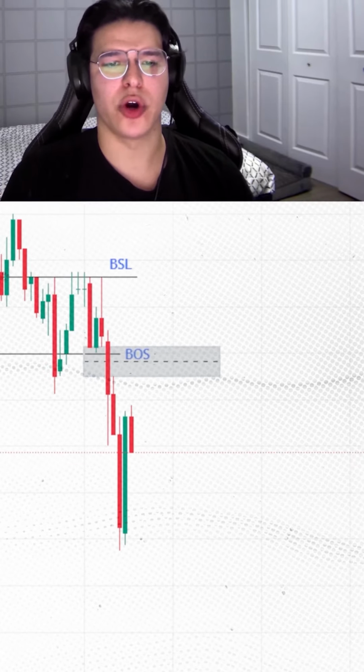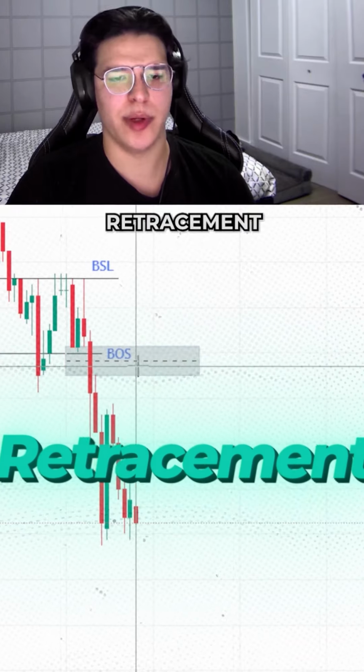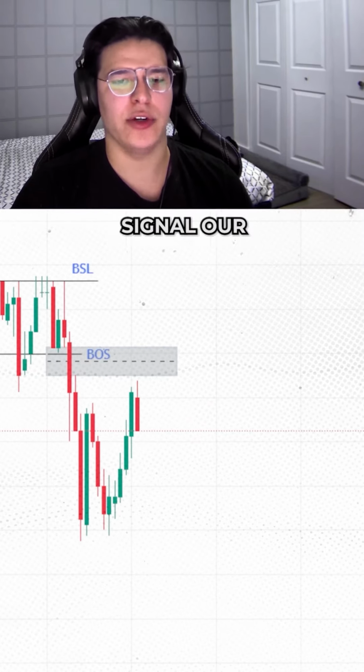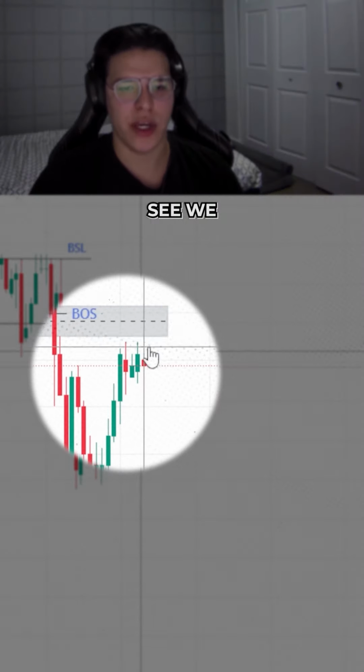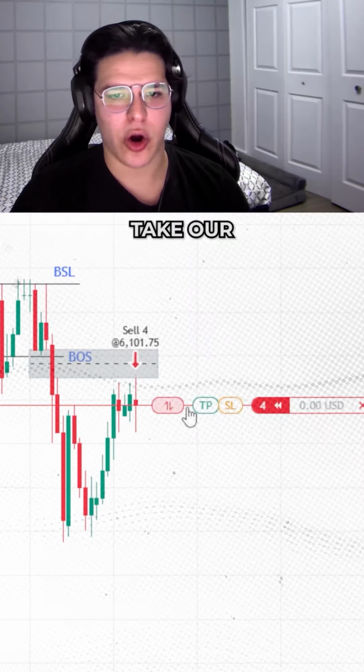Once we go ahead and start rolling the tape, all we're going to wait for, like I mentioned previously, is a retracement back to this bearish fair value gap, which is ultimately going to signal our short entry. So right here, as we can see, we tap into that bearish fair value gap. We go ahead, take our short entry.